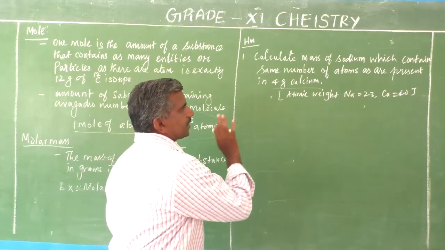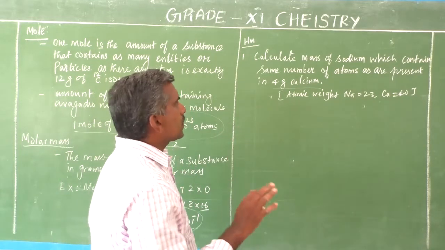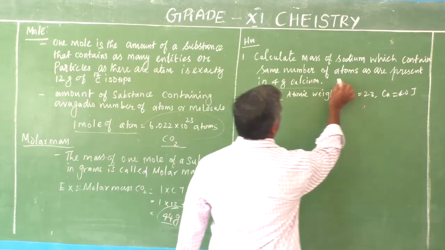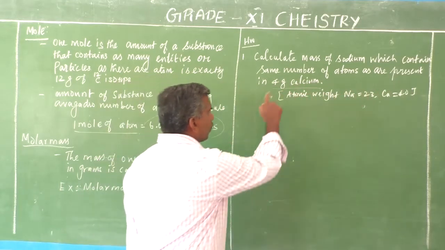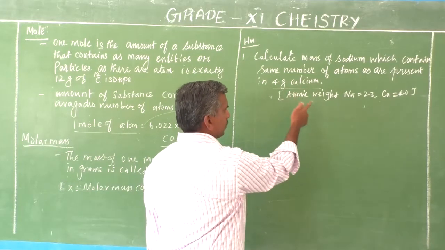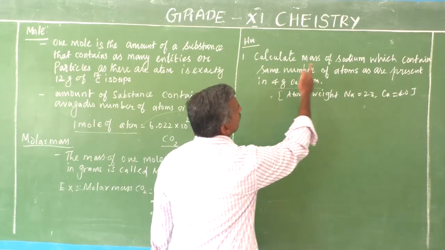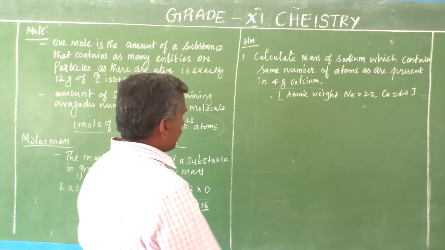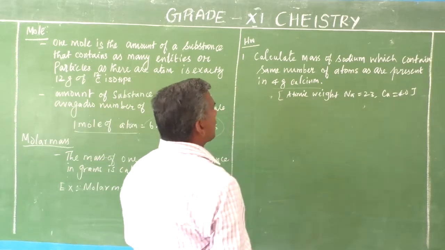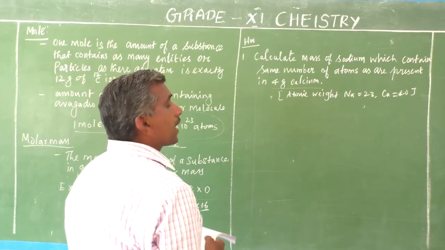You see, it is not given directly, it is given indirectly: the same number of atoms as present in 4 gram of calcium. So first, how many atoms are present in 4 gram of calcium? That will equal the atoms in the mass of sodium. First we find the number of atoms in the calcium.